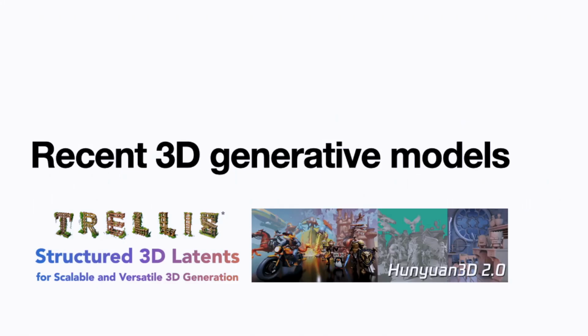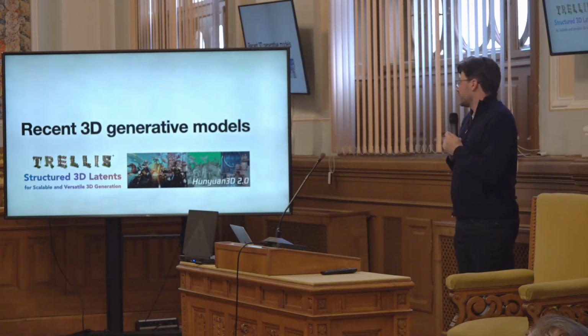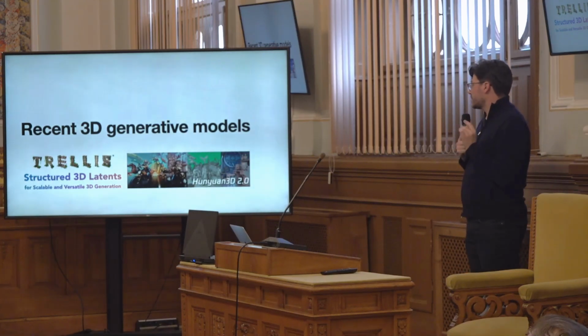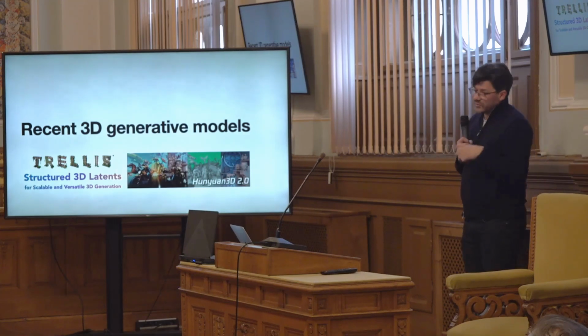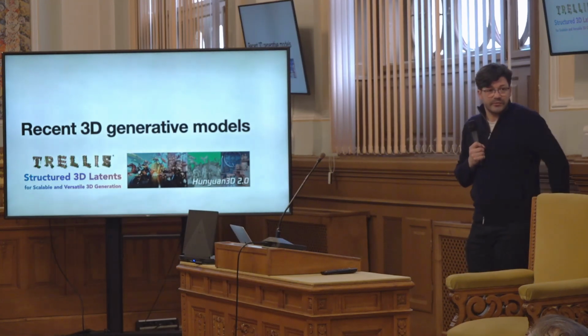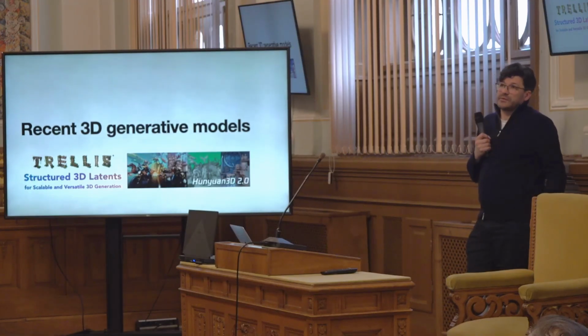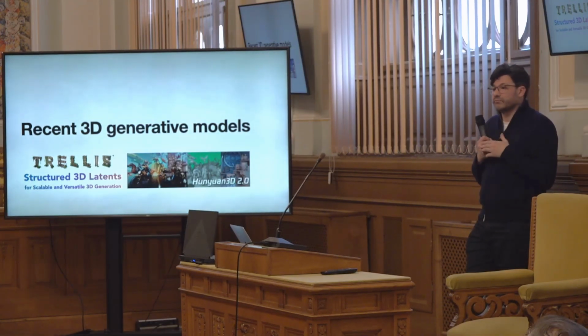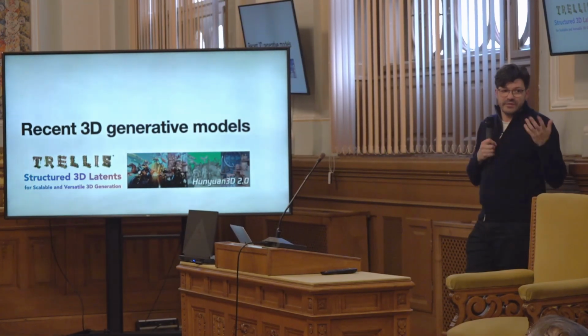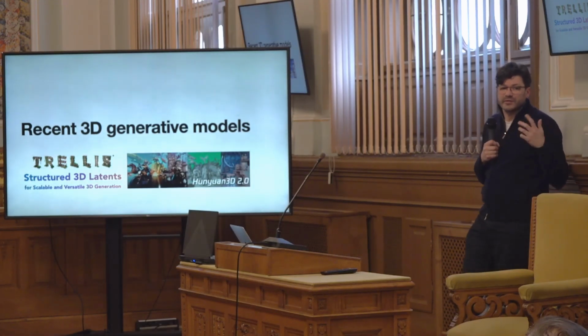Okay, so currently there are two models out there that are really nice. The first one is Trellis, from Microsoft, and the other one is Yunyan. Trellis has available code. You can download it, fine-tune it, play with it. And Yunyan is only available for inference. So you can use it, but you cannot do anything other than that with it. You cannot train it because the training code is not available.